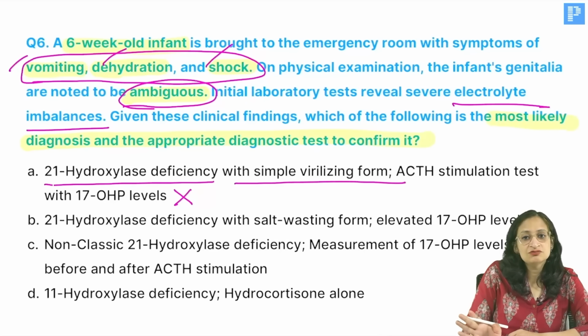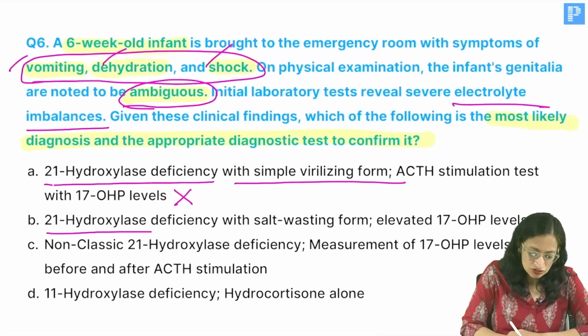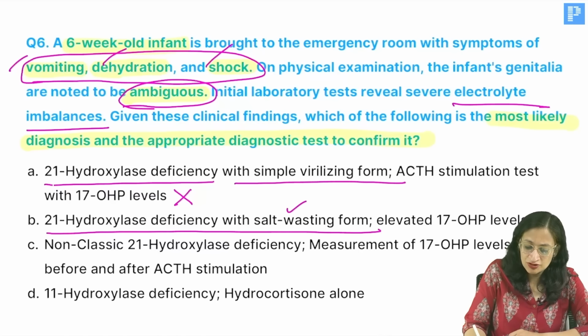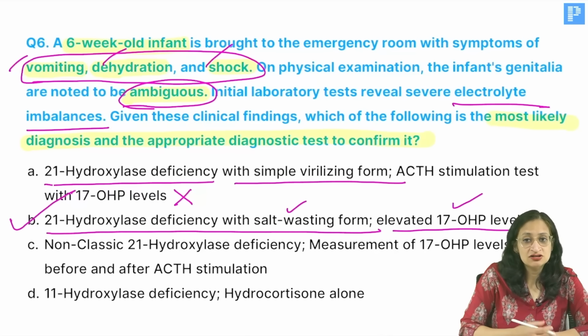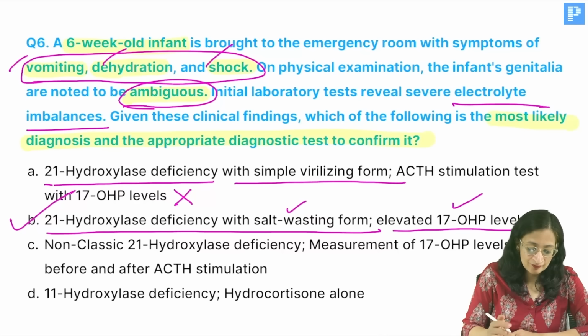So it's not just simple virilizing. 21 hydroxylase deficiency with salt wasting form appears to be correct. Elevated 17 hydroxyprogesterone level also is correct. So our B appears to be our answer, but let us read through the other options.